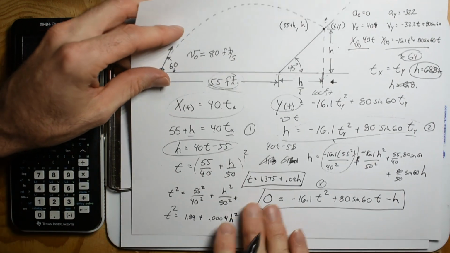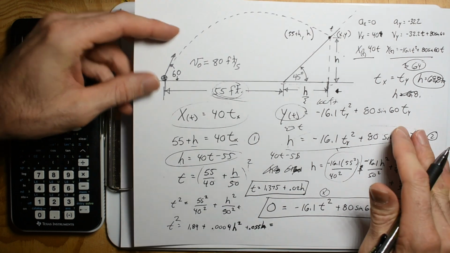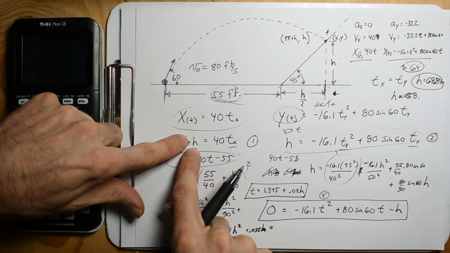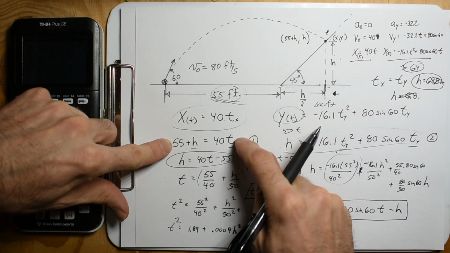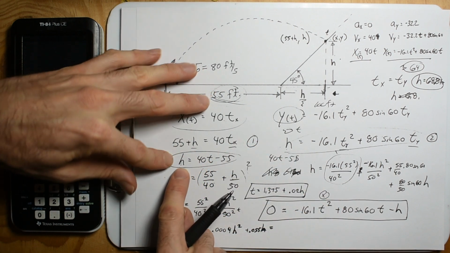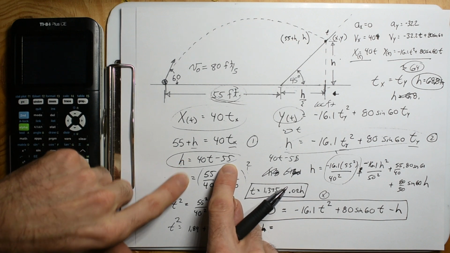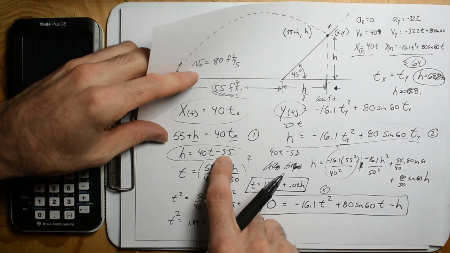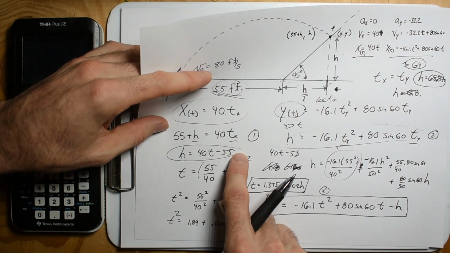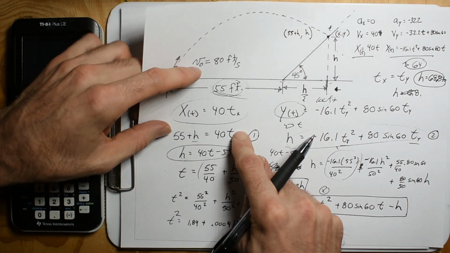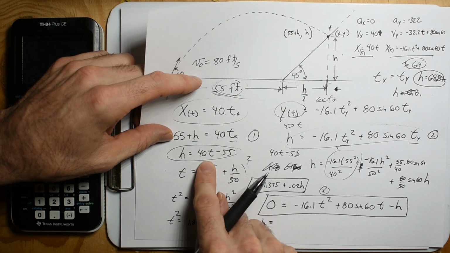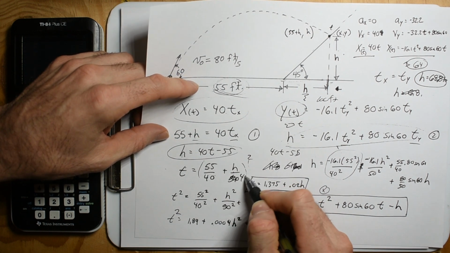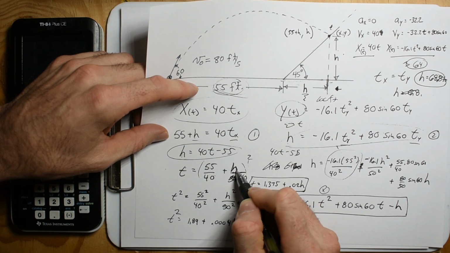Alright, and then I'm just going to take a quick peek at where we could have gone wrong. X is 55 plus h. So we wanted to solve for h. H is going to be 40t minus 55. Oh, well, we wanted to solve for t. So that's going to be 55 divided by 40 and then h divided by... Oh, so here's my error. This is h divided by 40. It's so dumb.